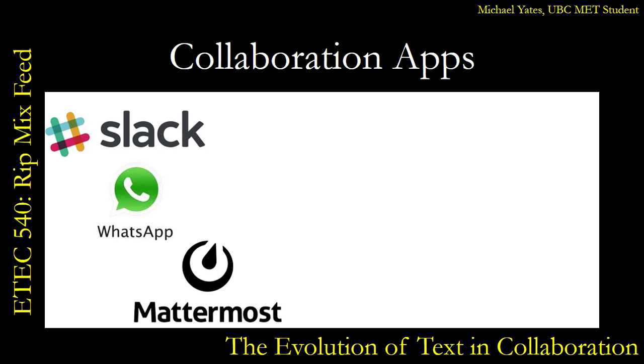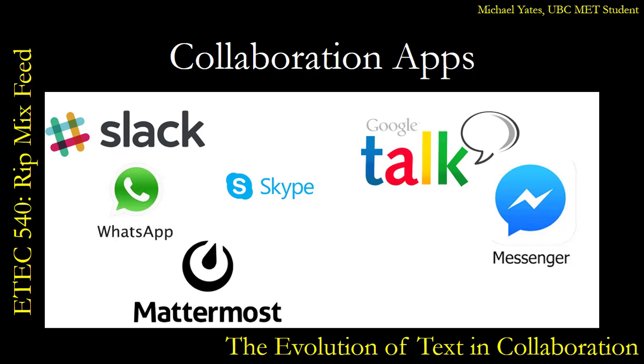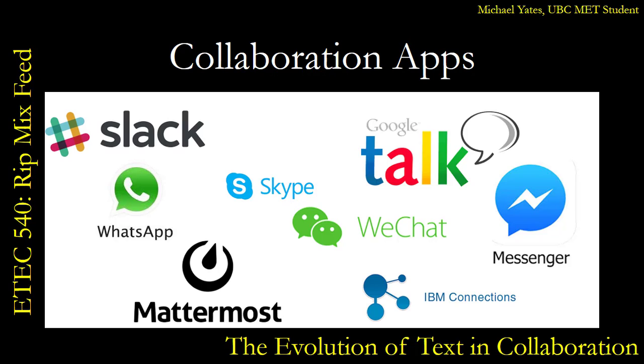So we have Slack, WhatsApp, Mattermost, then Skype, which is mostly considered voice over IP, but there is an instant messaging app in it as well. We have Google Talk, Messenger, and a couple of other things like WeChat and IBM Connections, which probably isn't used that much. But what we want to look at is how when you simply type something in, it gets sent and it's just stored there for another person to look at. That used to be meetings and all these different things, but now we can communicate in our own time or in real time.